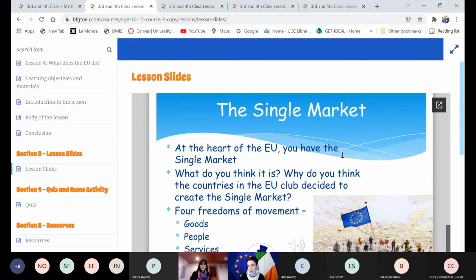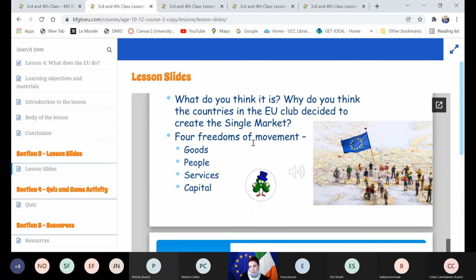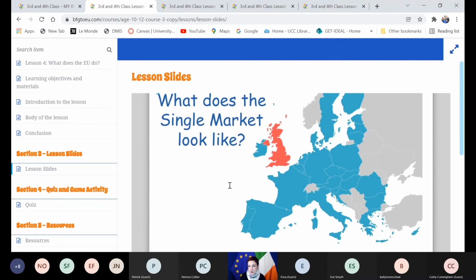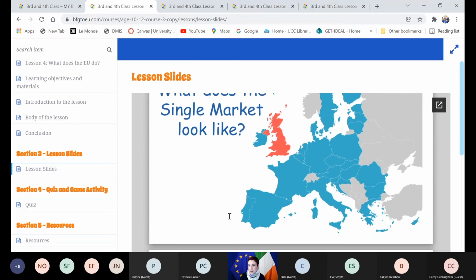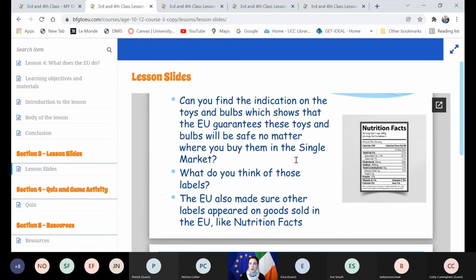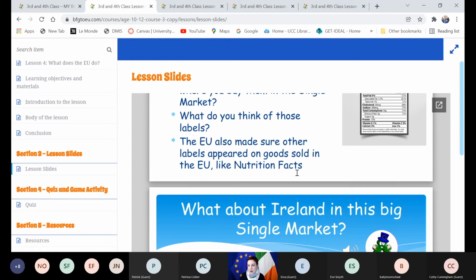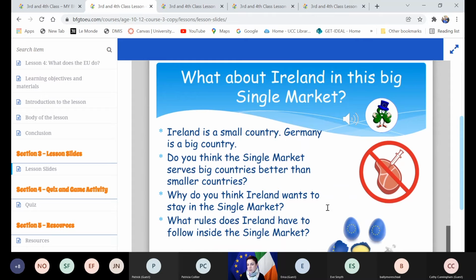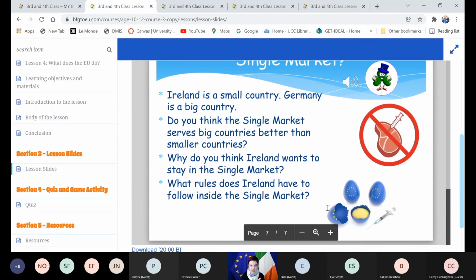And then we look at the single market, which obviously is really at the heart of the European Union's creation at the very start. I'm not saying it's only an economic construction, but certainly it's been a big part of it. And the 4 freedoms of movement that are really the DNA of the European Union. So what does the single market look like? This is it. And then what does it involve? And there's a game there about foods that is also included in the resources.